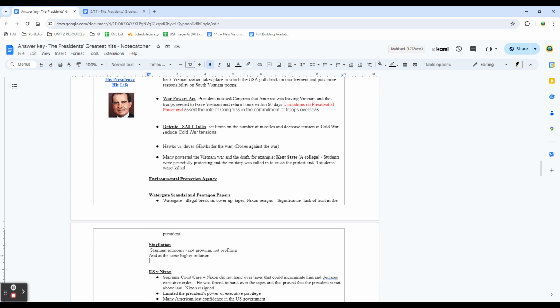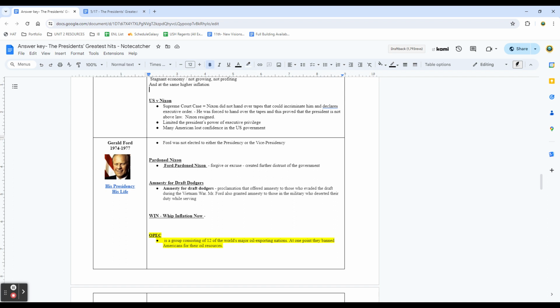Okay, next we have Gerald Ford. So after Nixon is out of office, Ford, who was neither elected as the vice president nor the president, is the president anyway, and he pardons Richard Nixon. He excuses Nixon from being the subject of a criminal trial. This gets Nixon off the hook, but also creates further distrust in the government.